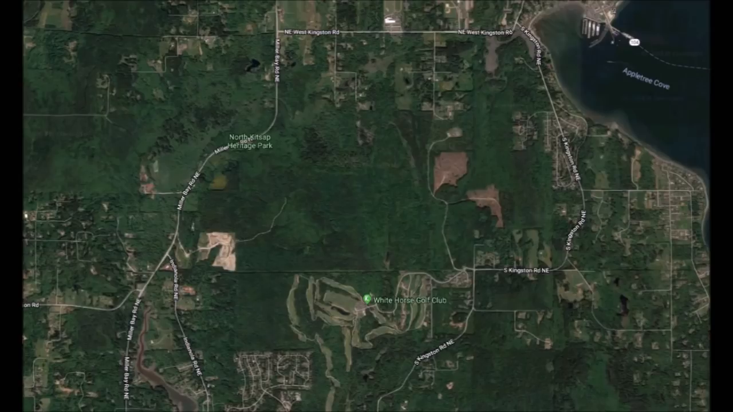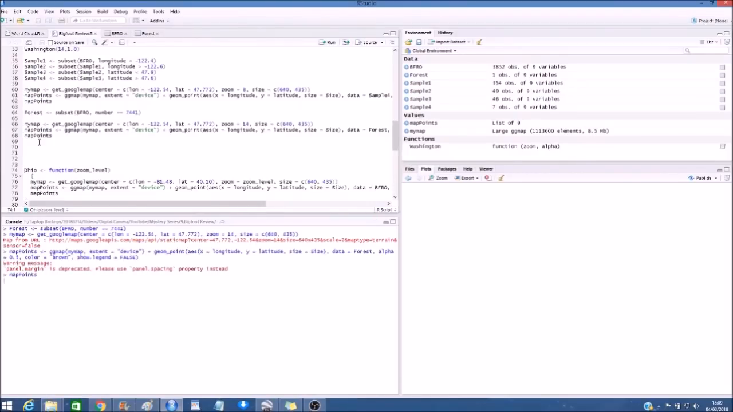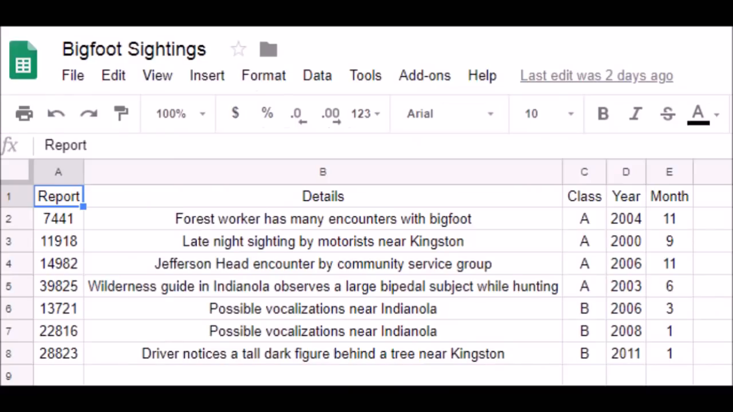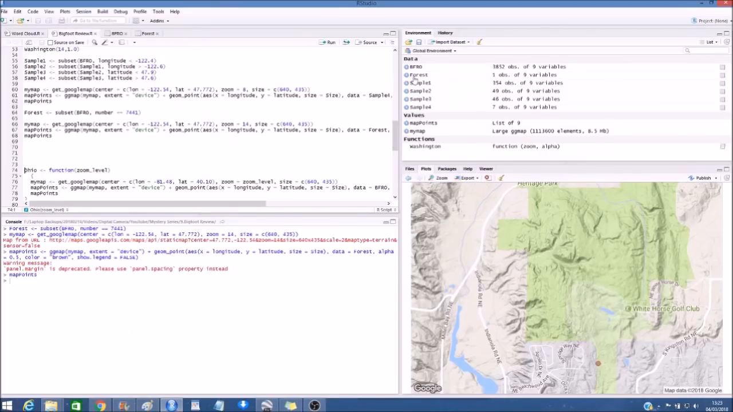So next we can run some code which just filters so that we've got just that report, the 7441, forest worker has many encounters with Bigfoot. And we find now, by going back to the map, instead of having the whole database, now we've just got that one row, that 7441, and we can see that it is that observation to the south of this forested area and to the east of Apollo Drive.